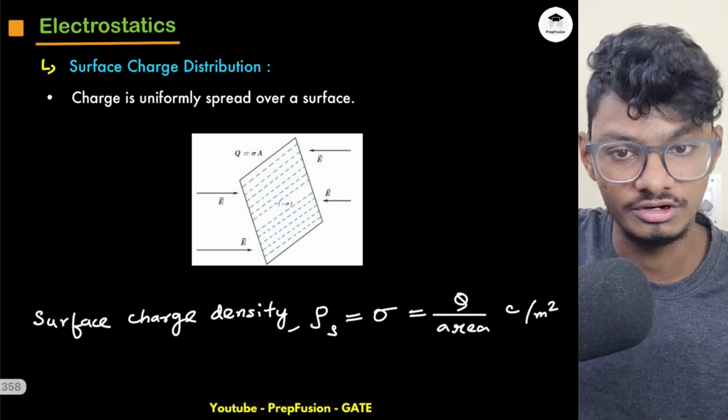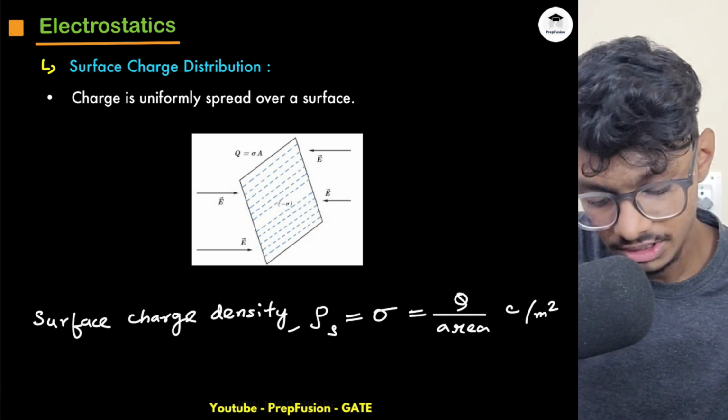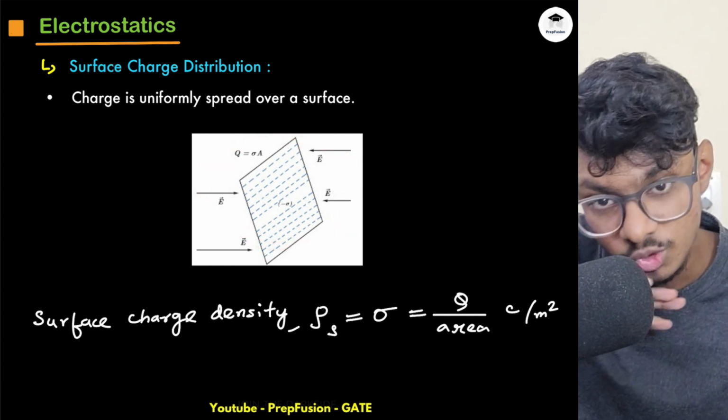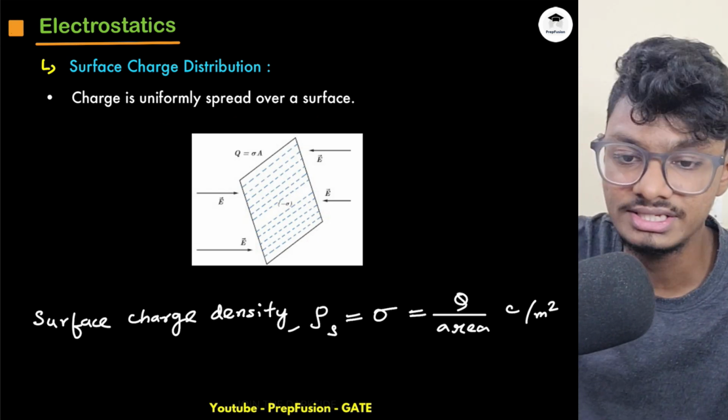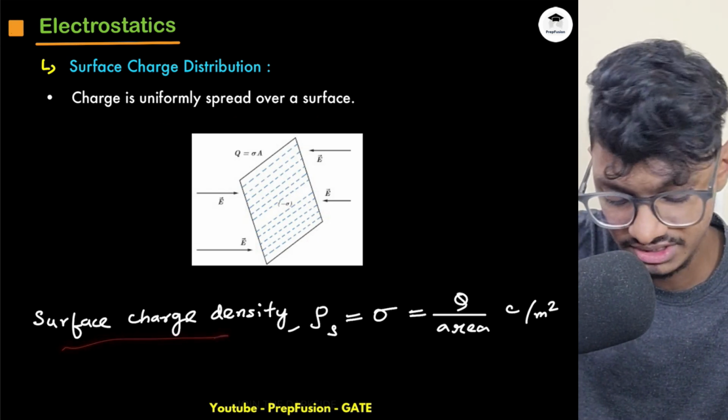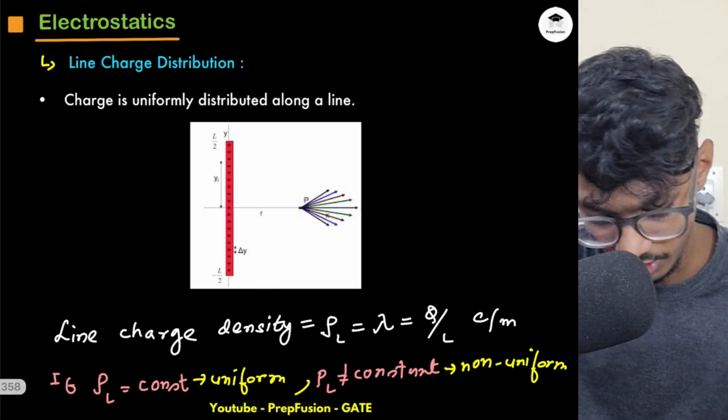Okay, I will call it a non-uniform distribution. Surface charge distribution: it is distributed over a 2D structure, not a 1D structure. So charge is uniformly spread over a surface. Now again, surface charge density will be this. The same thing I will follow. I will just copy and paste.